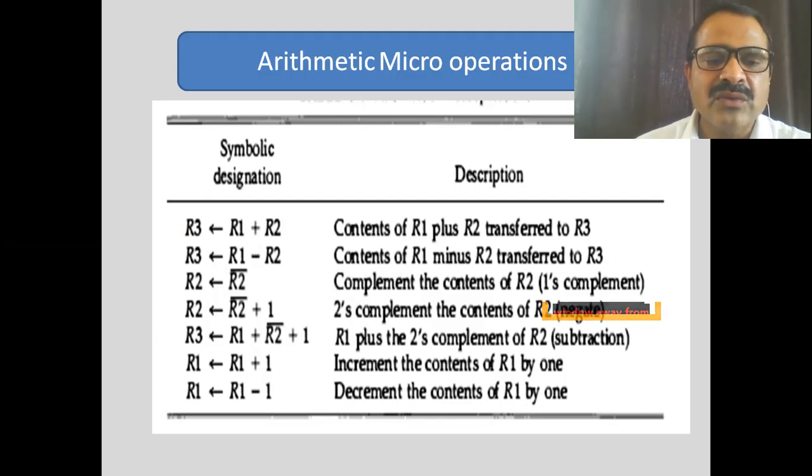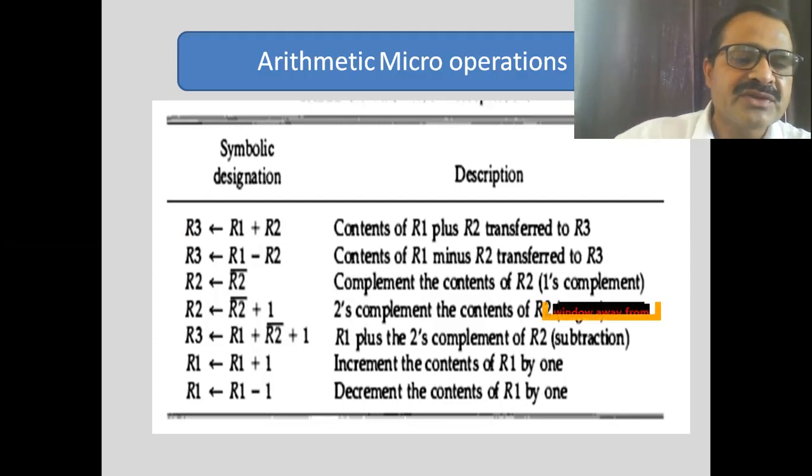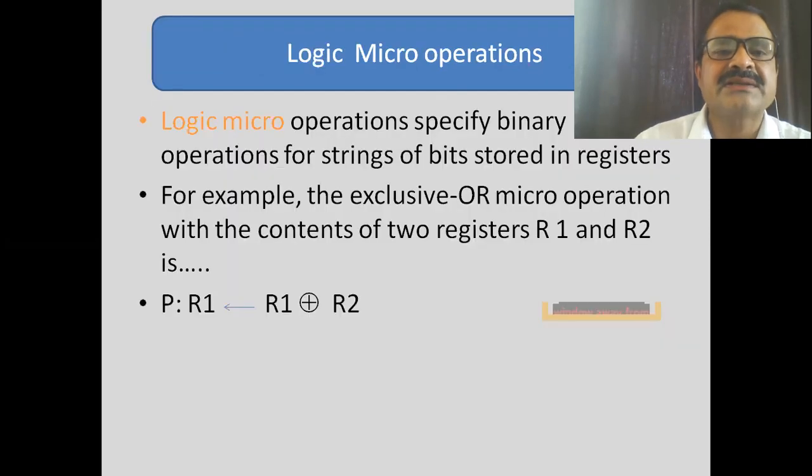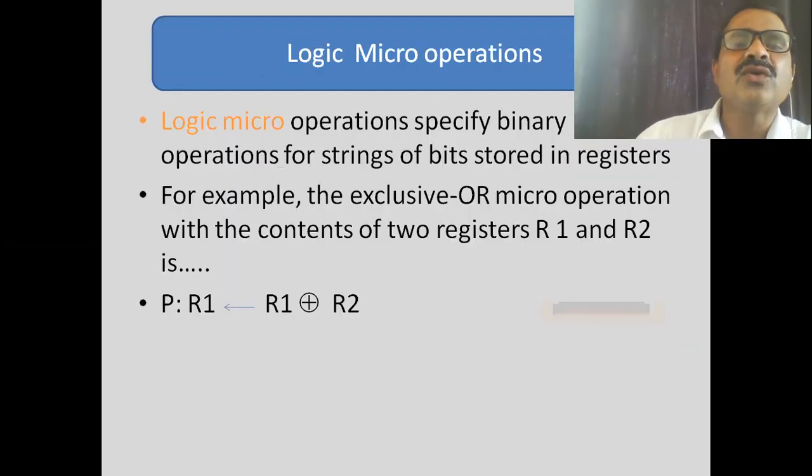Then suppose I want to increment the contents of R1 by 1. As all of you know, R1 has some binary content, and this content will be incremented by 1, and the new content will ultimately be stored in the R1 register. So these are various examples of arithmetic micro operations, like addition, subtraction, two's complement, one's complement, increment, and decrement. Now, there is a second type, called logical micro operation.